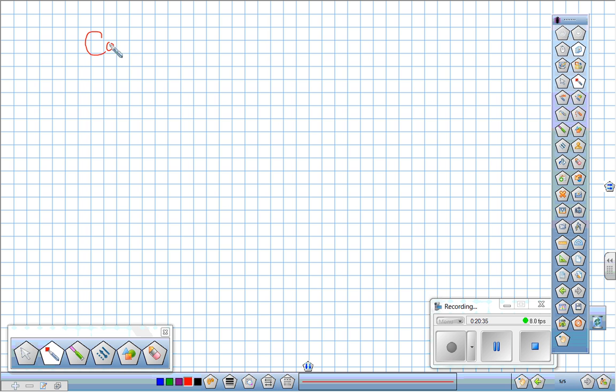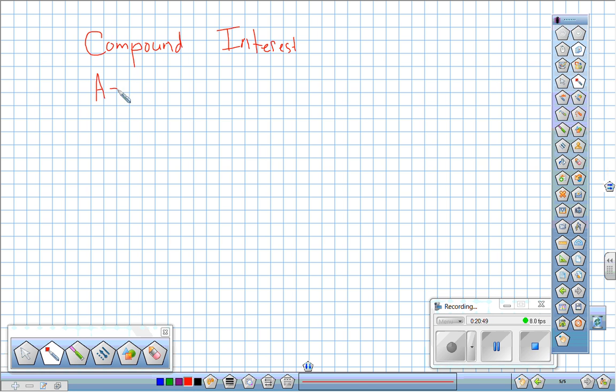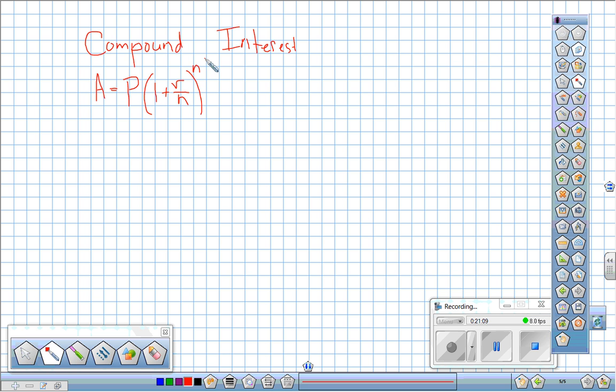And then we're going to do some stuff with compound interest. I just spelled it out since I'm writing with my mouse. Okay, my formula for compound interest is A equals P for principal, times 1 plus the rate of return, so R over N. N is the number of times it's compounded per year, all to the power of nt.